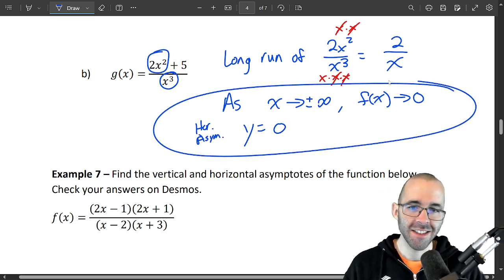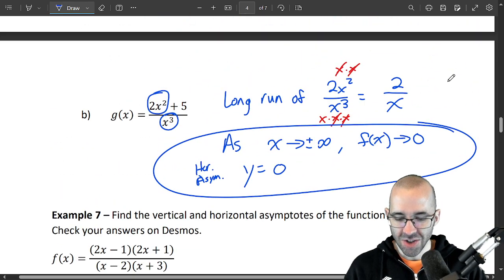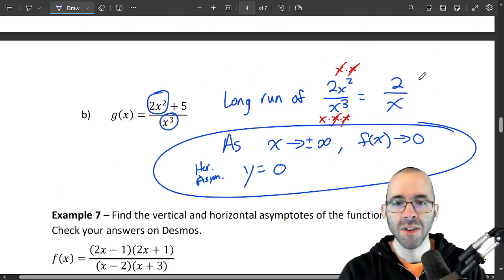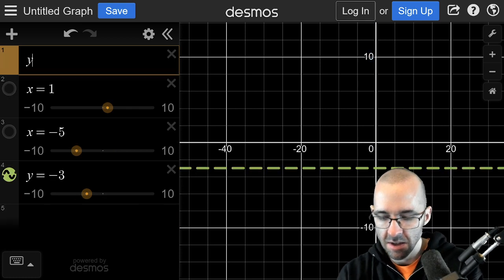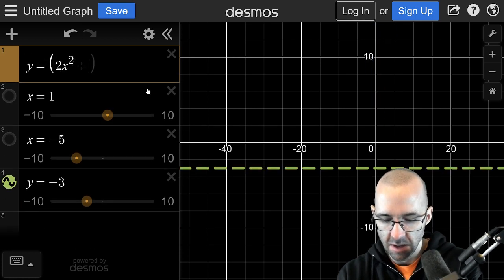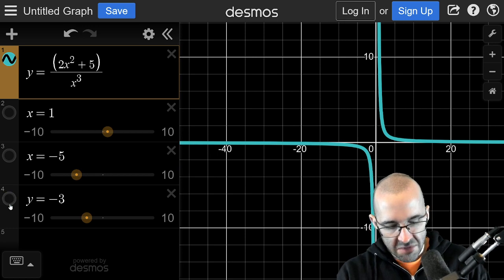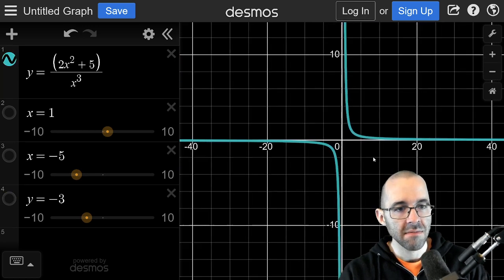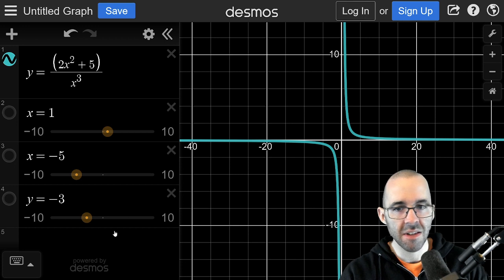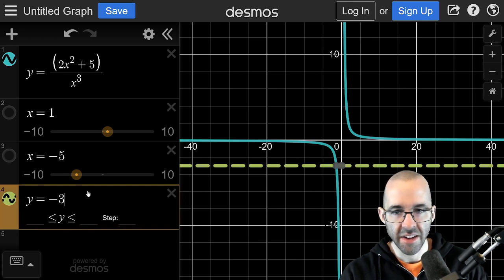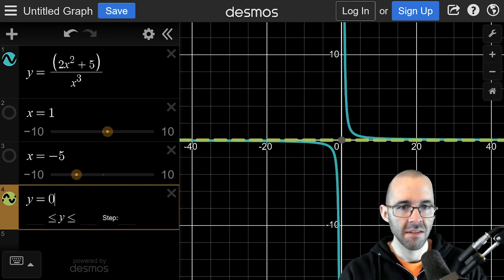Ta-da! The answer. Let's check our answer. 2x squared plus 5 over x cubed. Does it look like this long run behavior is that the function goes to 0? I think so. Yeah, looks right. Looks good.